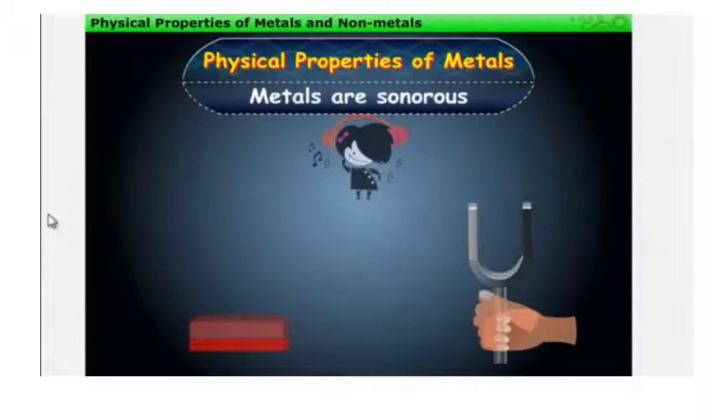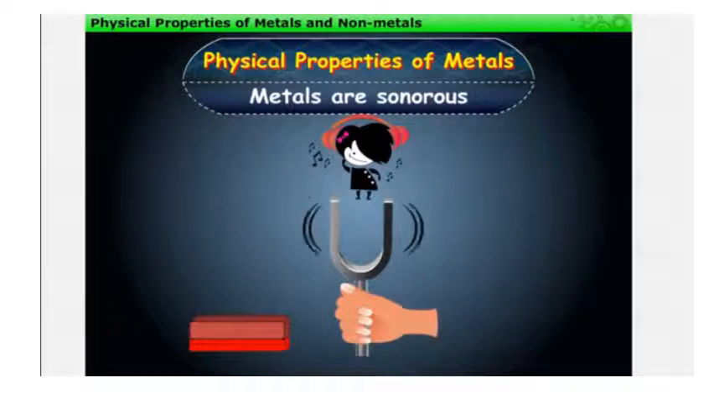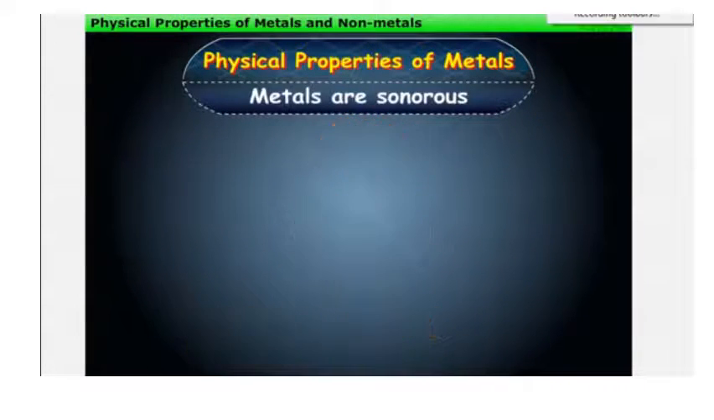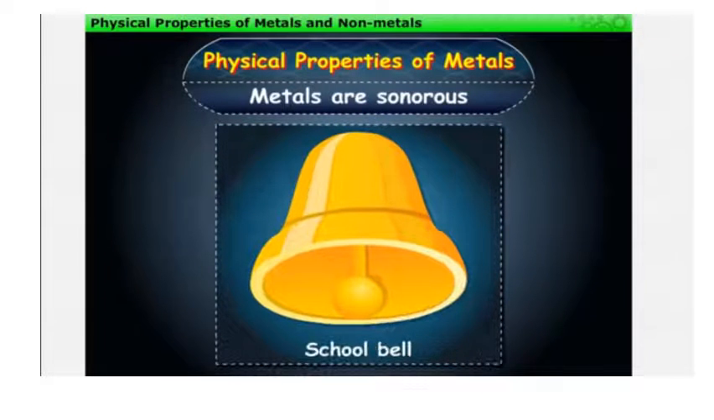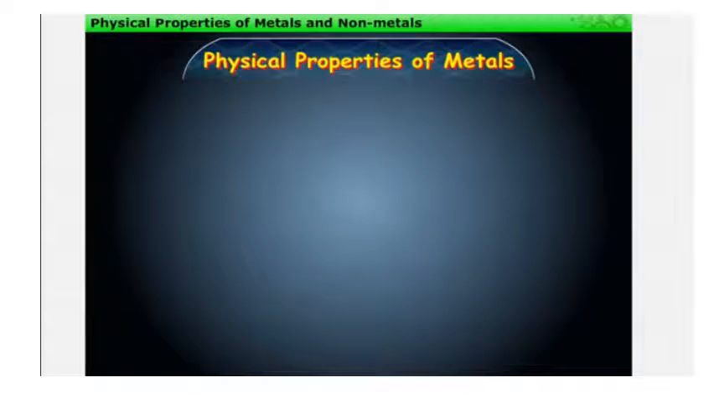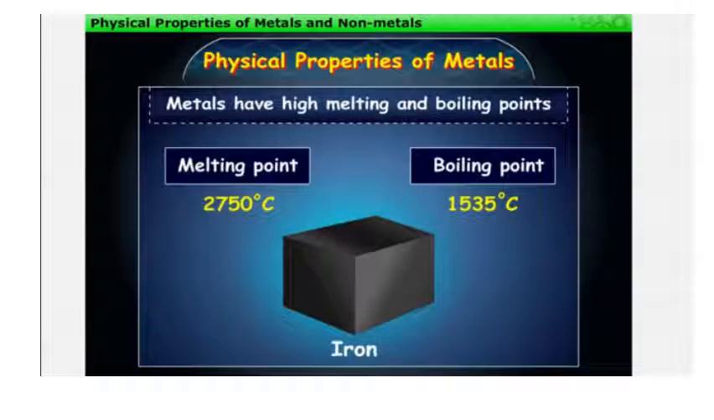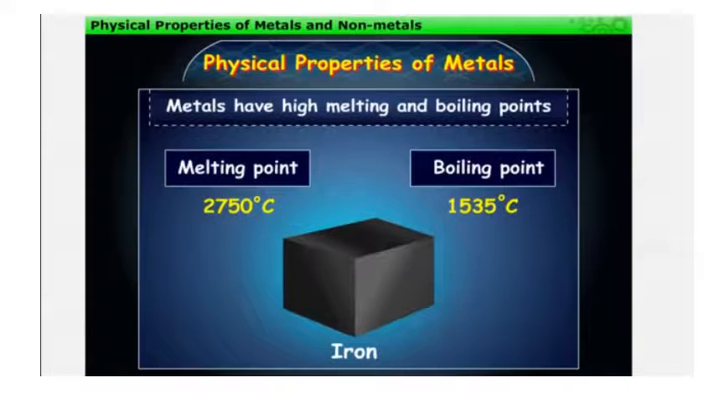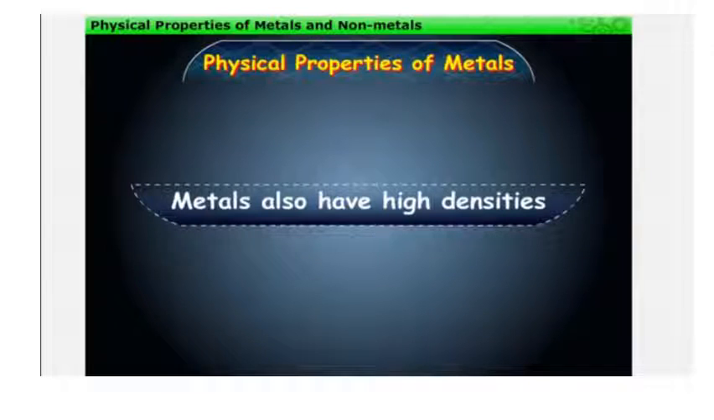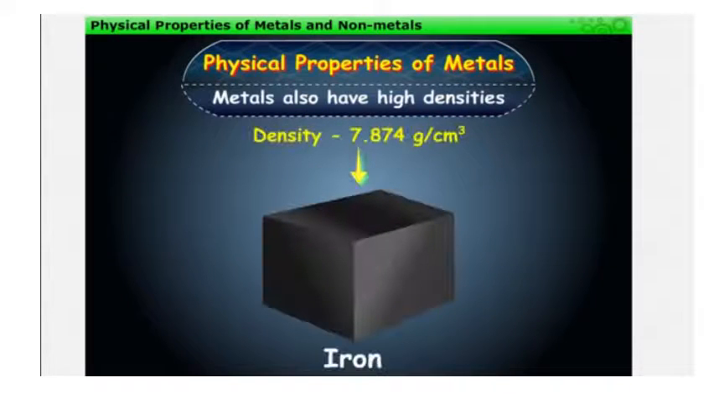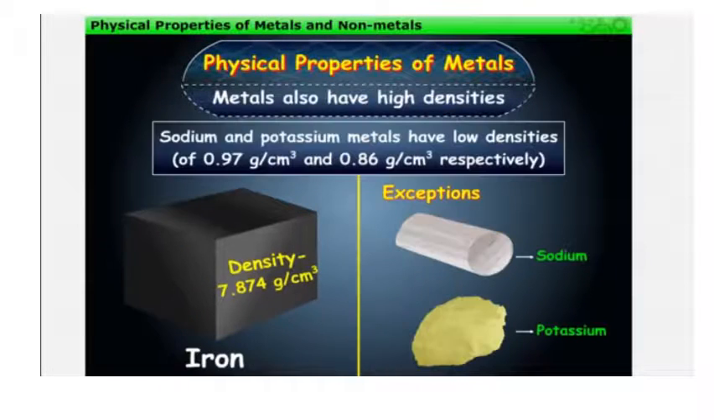Moreover, metals produce sound when they strike a hard surface. So, they are said to be sonorous. As such, school bells are made of metals. Metals generally have high melting and boiling points. For example, iron. Metals also have high densities, due to which they are heavy. For example, iron. Exceptions are sodium and potassium metals, which have low densities.